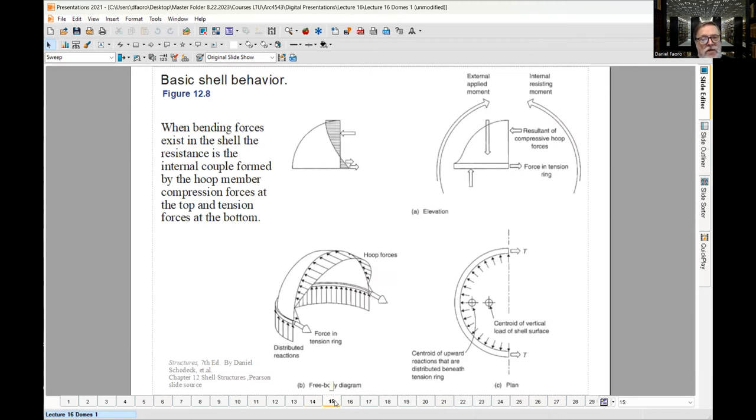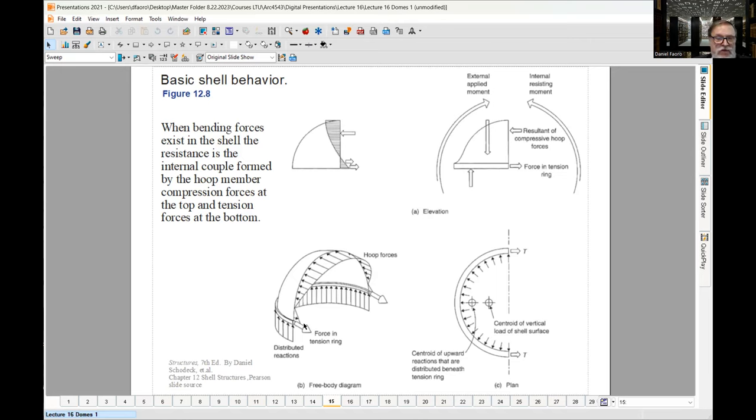So basic shell behavior is on the upper right-hand side, and on the left-hand side diagrams, you could say that on one hand, you've got an internal resisting moment and an applied moment. So in a sense, we have a support point here and we have a load acting in this direction that creates clockwise rotation. But then we have the compression hoop forces on the left-hand side going to the left, but on the bottom, the hoop forces are going to the right, they're in tension. And this is my resisting moment. So those two moments offsetting each other essentially provide equilibrium.